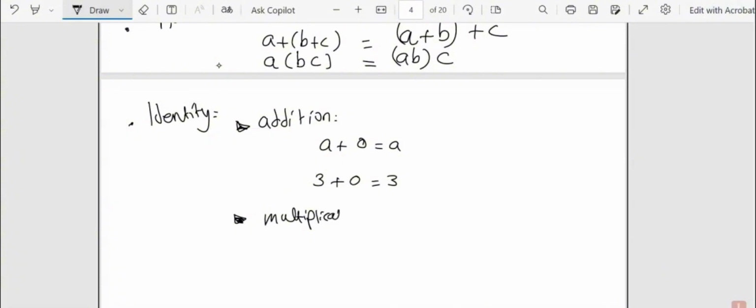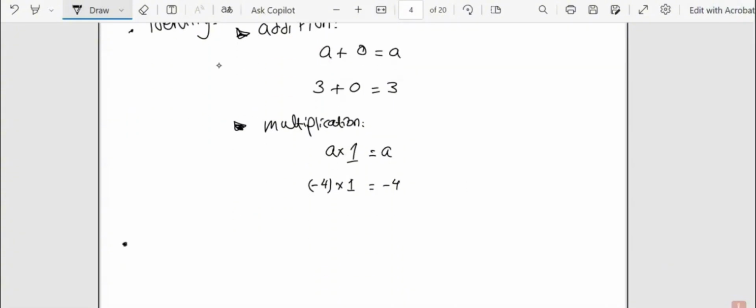So for multiplication, what is the number that I will multiply a with and give me a? We know it's 1. For example, if I have a minus 4, it could be a negative number, positive number, rational, irrational, any real number, multiplying by 1 will give me the same number.